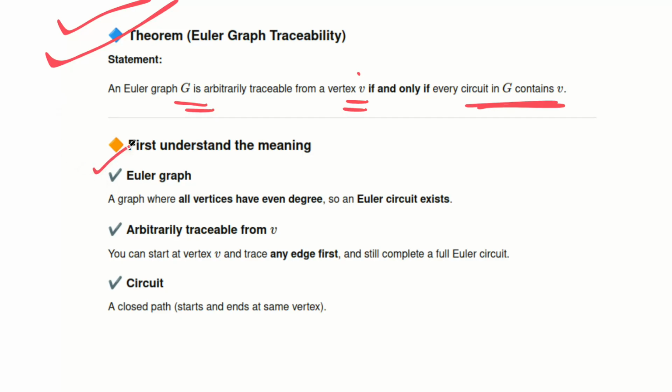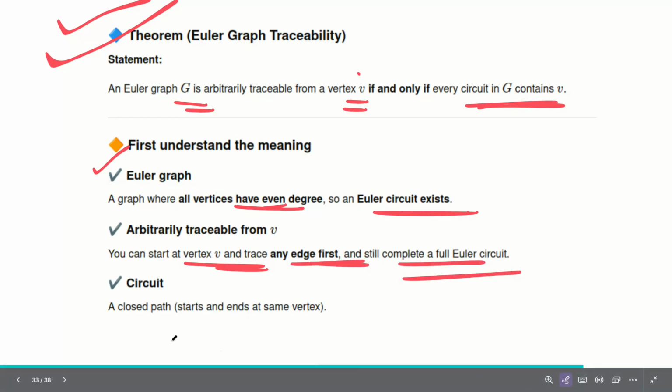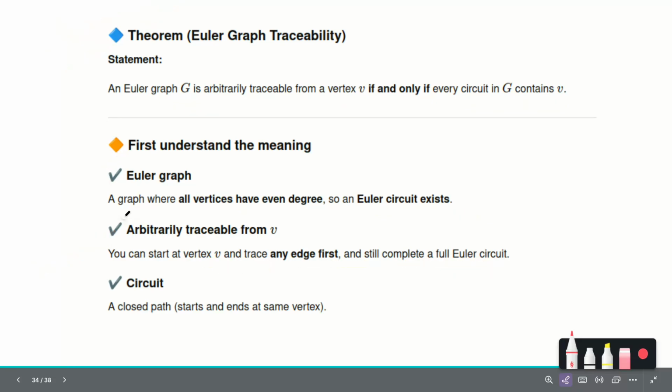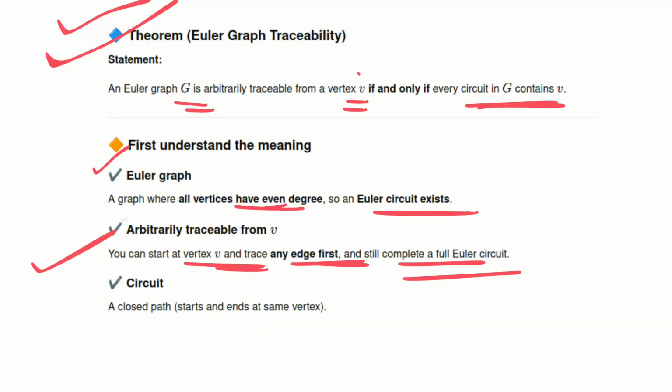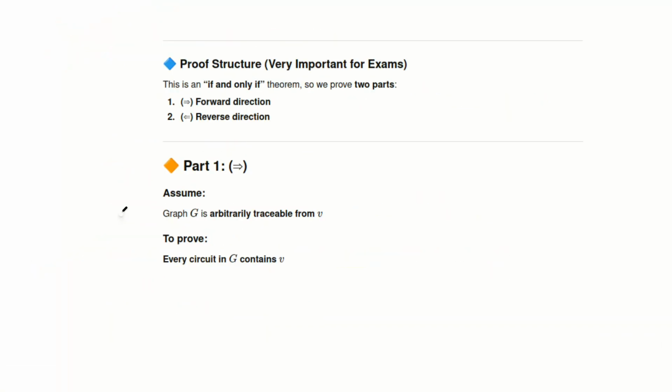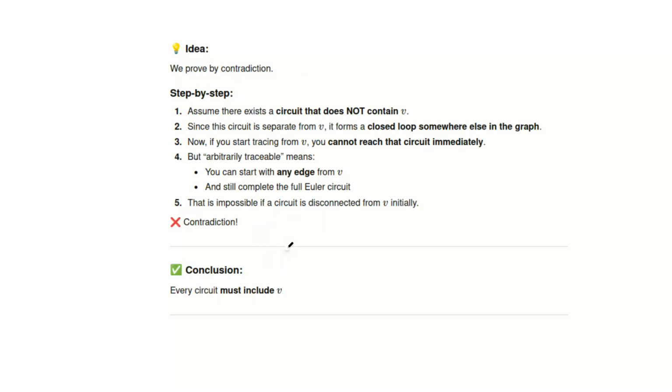We know what an Euler graph is: a graph in which all vertices have even degree, so an Euler circuit would exist. Arbitrary traceable from V means you can start at vertex V and trace any edge first and still complete a full Euler circuit. A circuit is a closed path where the starting and the ending vertex are the same. So to prove the if and only if condition, I first have to prove that if graph G is arbitrary traceable from V, then every circuit in G contains V. This is what I have to prove.